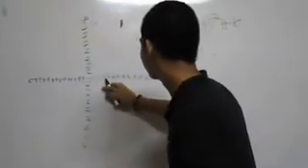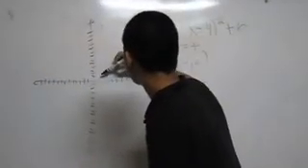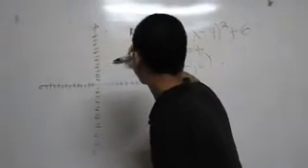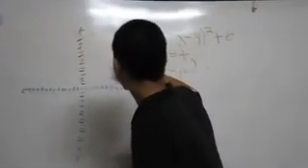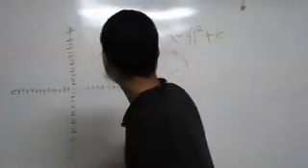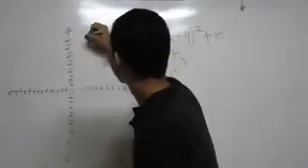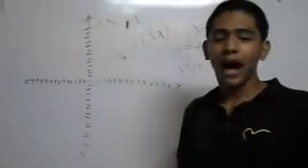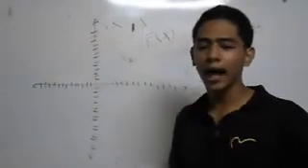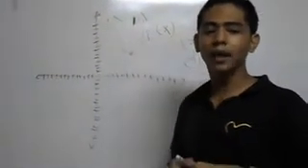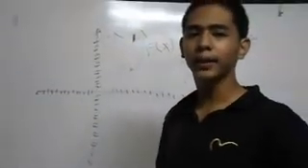This is 1, 2, 3, 4. 1, 2, 3, 4, 5, 6. And the graph will be positive. The axis of symmetry passes through the line x is equal to 3. The minimum value is y is equal to 6.